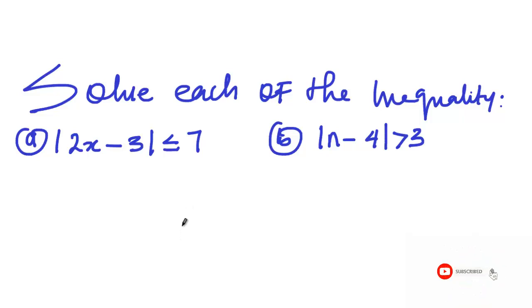Alright, so in this video, we're going to be solving absolute inequalities. We have two absolute inequality problems to solve here. The first one says the absolute value of 2x minus 3 is less than or equal to 7. So before I proceed, let me start with A.